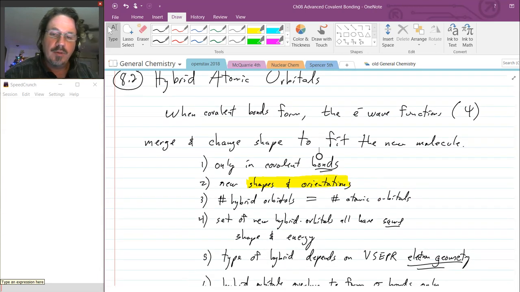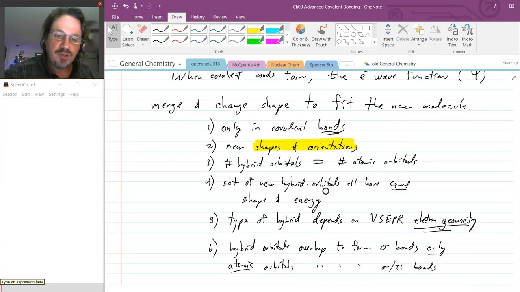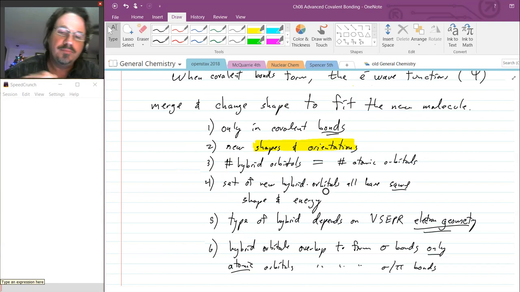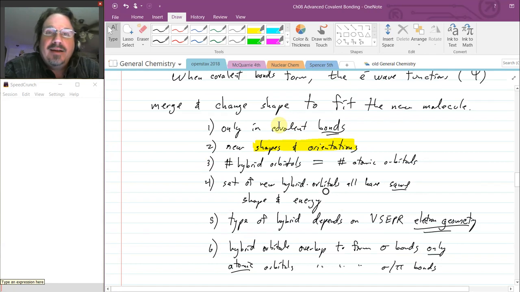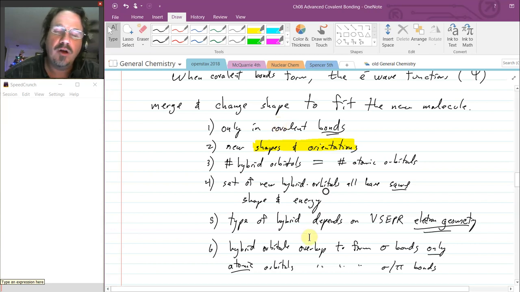All right. Let's see the rules or ideas behind these hybrid orbitals. The book lists 6 of these things to consider. Number 1, only in covalent bonds. We don't need them in ionic. With ionic, we're not sharing the electrons, we're not overlapping orbitals. We're literally giving an electron from one atom to the other. So it's unnecessary there. But when we're sharing and overlapping, that's when we need to talk about the geometries and the hybridization of these orbitals. And so we only need these in covalent bonds.